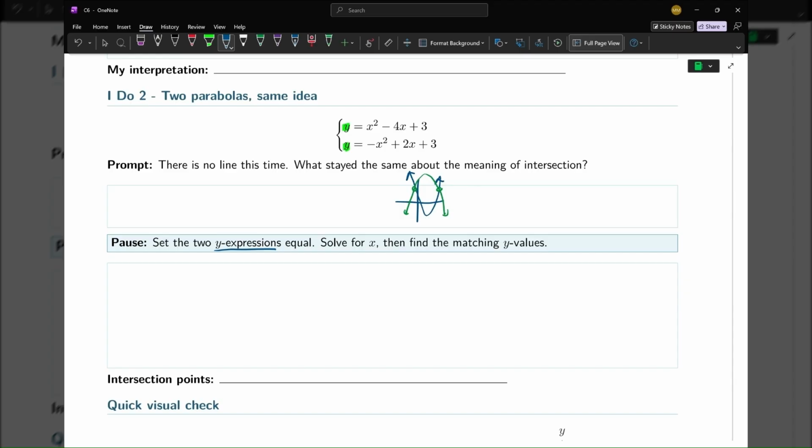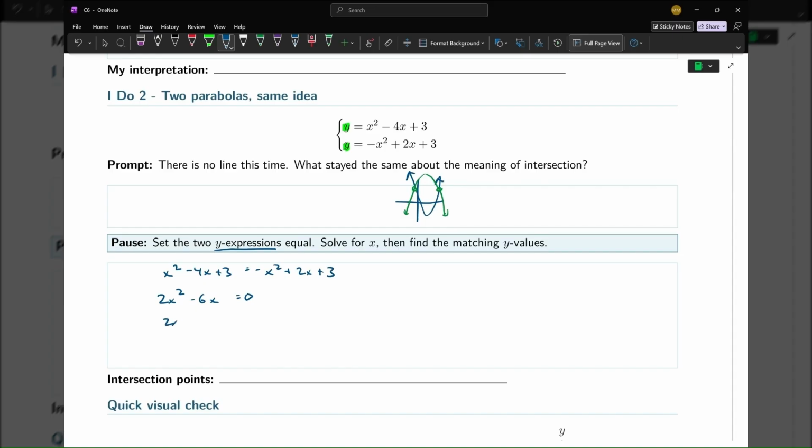So we're going to say, okay, y is x squared minus 4x plus 3, but y is also negative x squared plus 2x plus 3. So when I solve this, I'm going to bring my x's together. I'm going to go to the left here because I have my x squared being positive over here. So I'm going to get 2x squared minus 6x plus 0. So there we go. I can solve this.